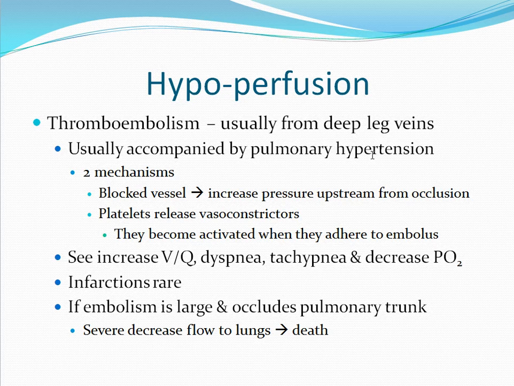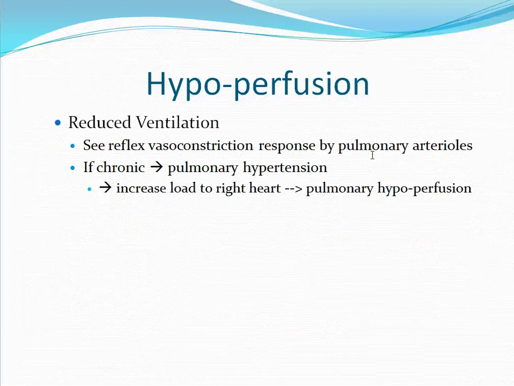You will also see an increase in the VQ ratio, various degrees of dyspnea, tachypnea, which is an increased respiratory rate, and a decrease in the concentration of oxygen. Infarctions in this condition are rare due to the numerous links between the pulmonary arteries and the bronchial arteries. However, if an embolism is very large and ends up occluding the pulmonary trunk, you will see a severe decrease in blood flow to the lungs, resulting in a very severe drop in oxygen delivery to the tissues, and this can result in death.